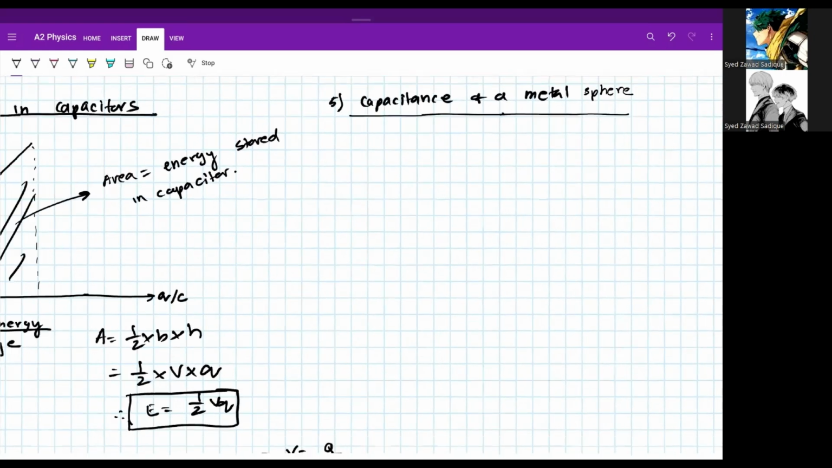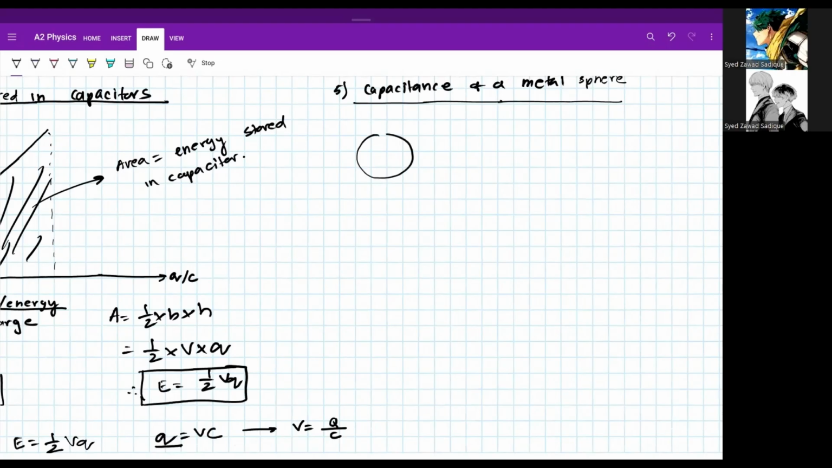Now let's say this is a metal sphere with radius r, and it's positive. So let's just put positive charges around it. So we know C is equal to Q by V, that's equation 1. And V is equal to 1 by 4 pi epsilon naught into Q by R, that is our equation 2.